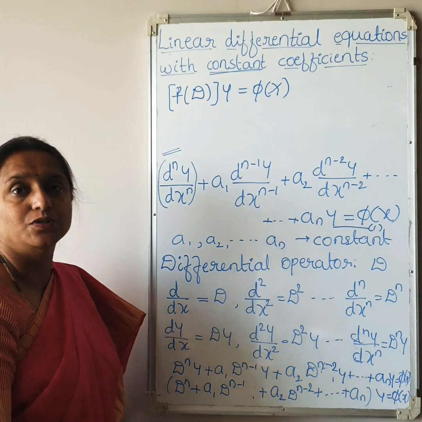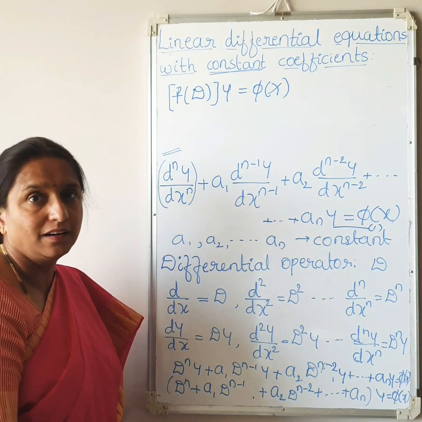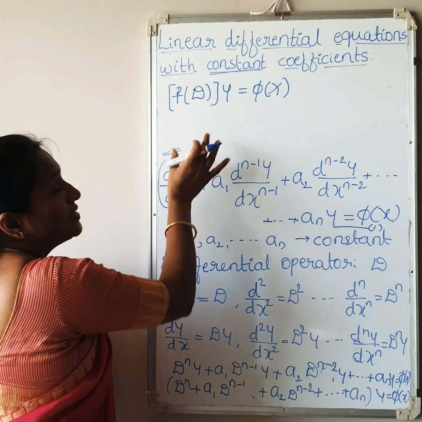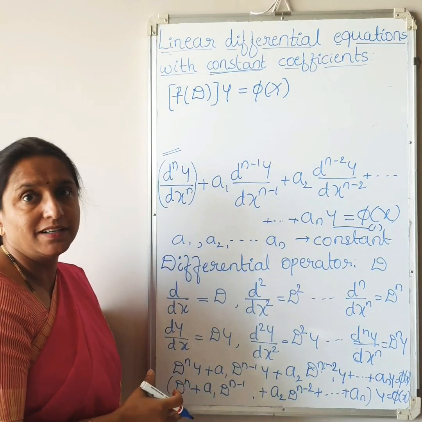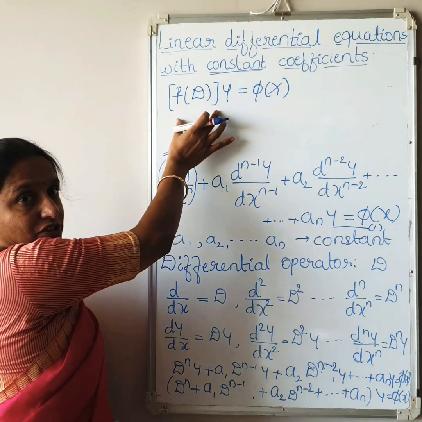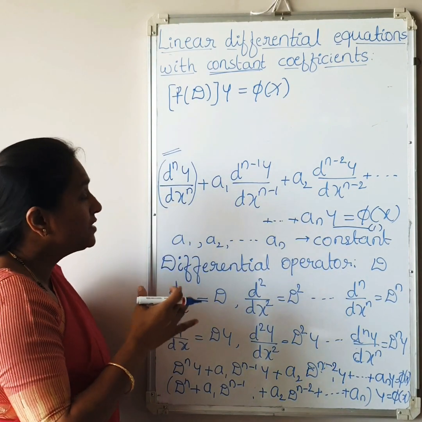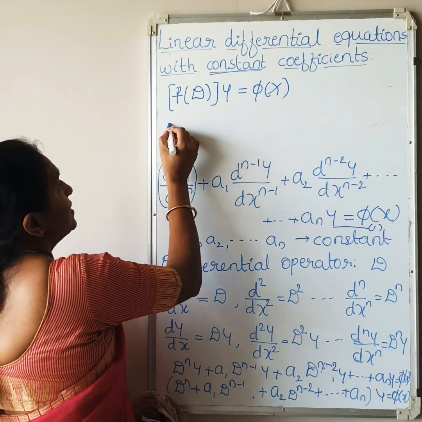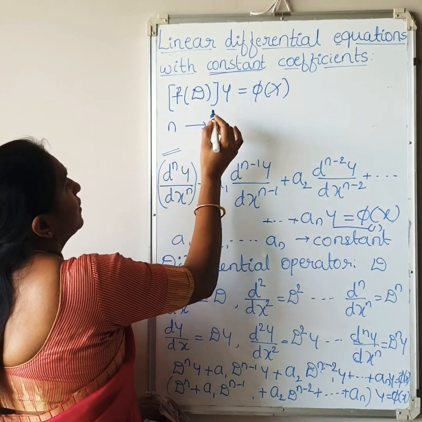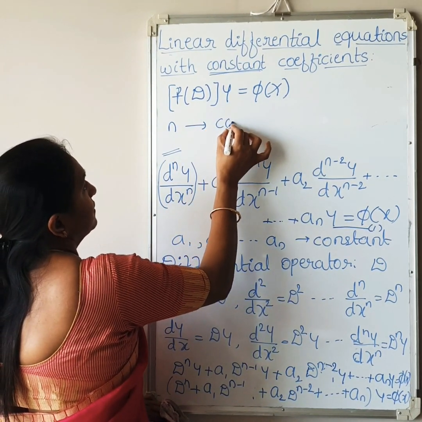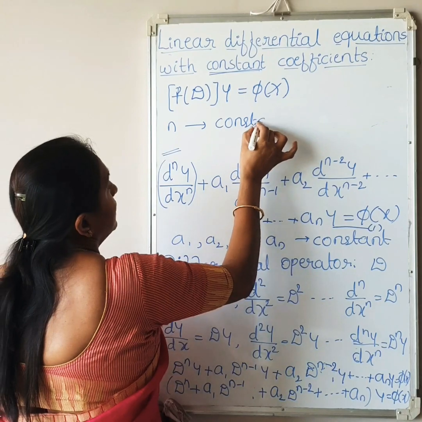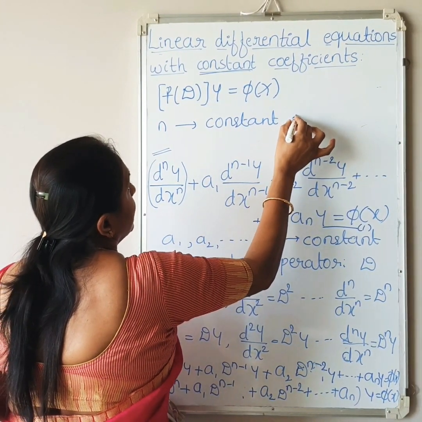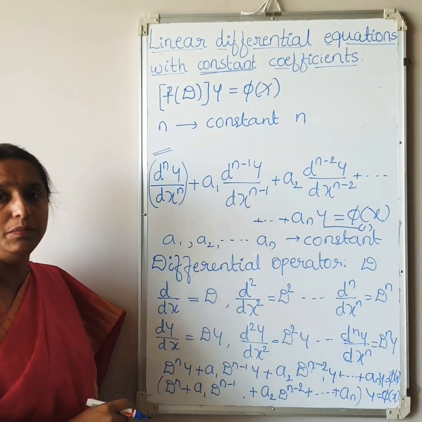And D is assumed as an algebraic quantity. So by using the regular factorization methods, we can solve this equation. We'll get roots. So here one more thing is important. The order of this is n, then the constants will be n. In the solution, we'll get constants, and those will be n.